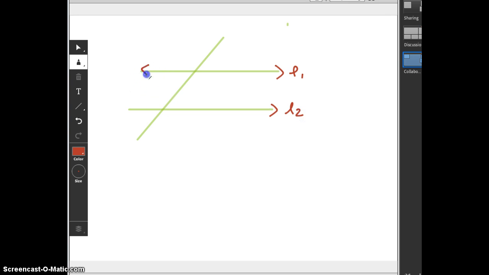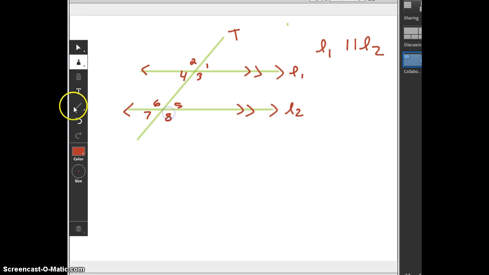Usually we use cursive letters for lines, so line 1 is parallel to line 2. Another way of noting that is just putting a little symbol like this. These are parallel. T is our transversal, which is a line that cuts through both of the parallel lines. Now there are angle pairs that we're going to be talking about. We're going to first label our angles.